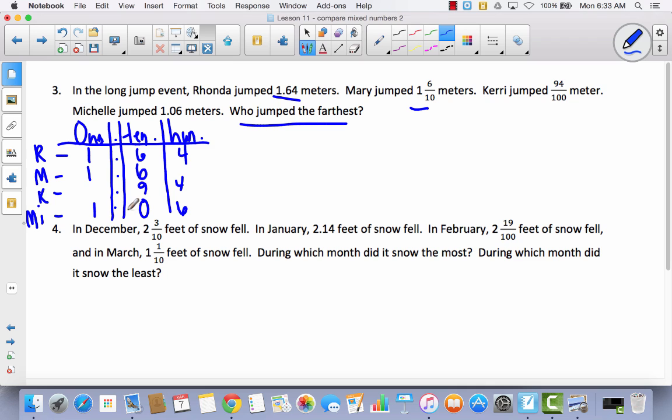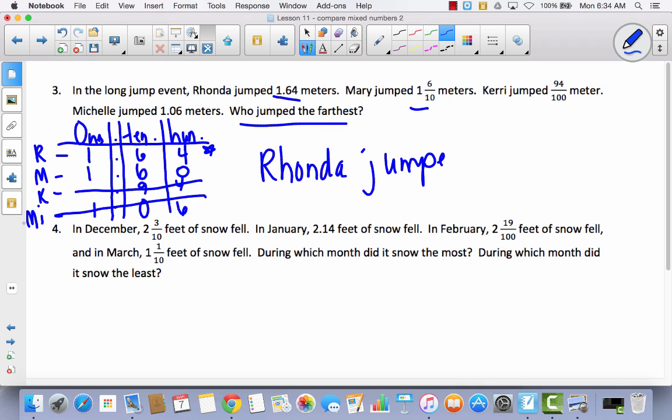Well, we can compare pretty quickly. Well, first of all, we know it's not Carrie because she didn't jump a whole meter like the others did. So now I can just totally eliminate Carrie. Now I'm going to look at the tenths place. Well, Rhonda and Mary jumped 6/10 and Michelle jumped 0/10. So I know it's not Michelle. So it's going to be between Rhonda and Mary. So she jumped 64 hundredths and Mary only jumped 6/10, which if I change that to hundredths would be 60. So who jumped the farthest? Well, Rhonda. So I would say Rhonda jumped the farthest.